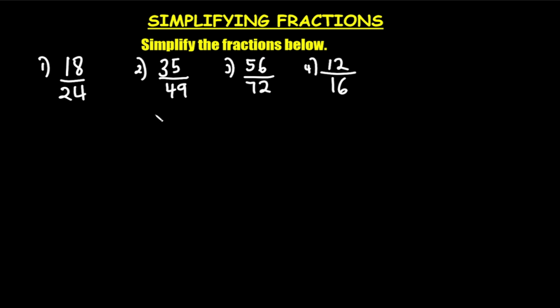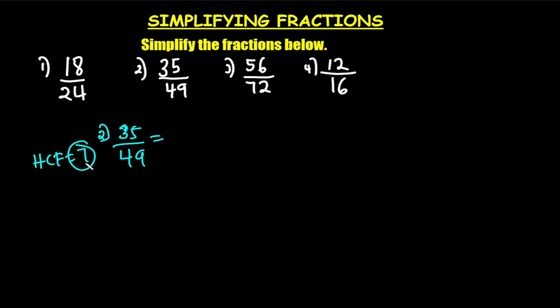The next one we have over here is 35 over 49. Simplifying simply means we are breaking this fraction down into its lowest term. First of all, we have to know the HCF of 35 and 49. And the HCF of 35 and 49, when you solve it, you will get 7. The HCF is 7. The HCF stands for highest common factor.